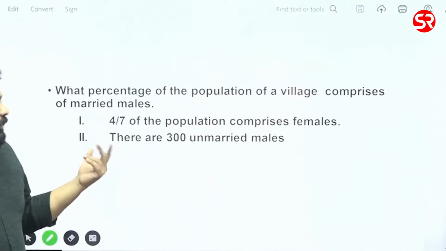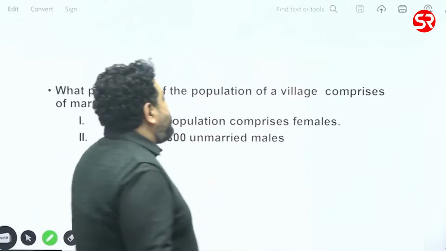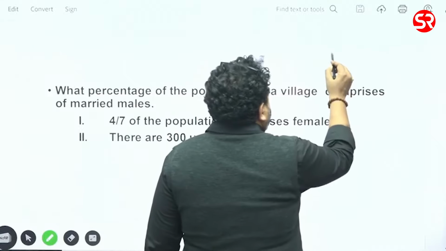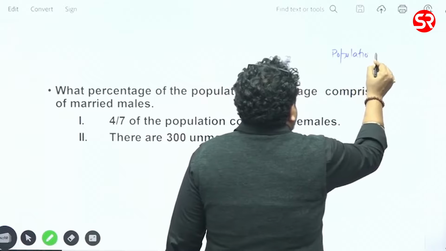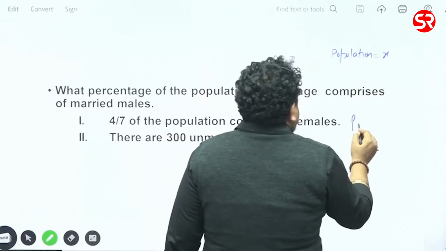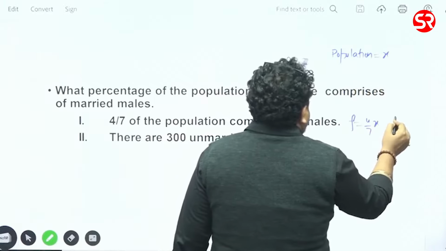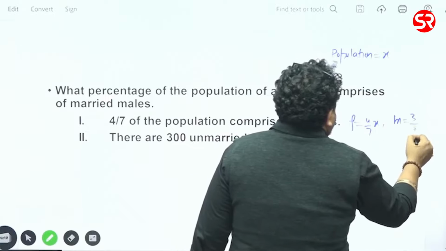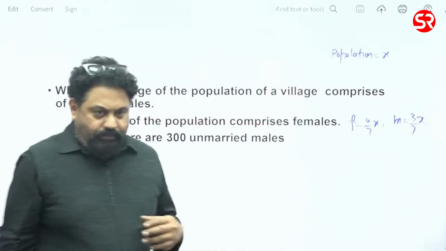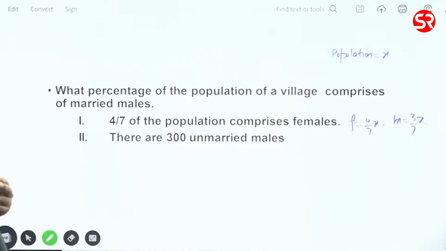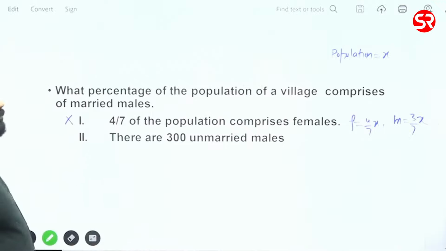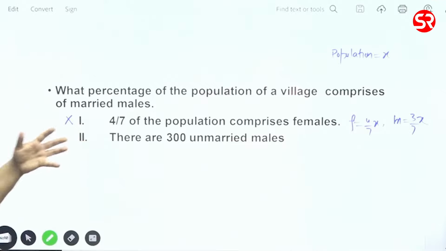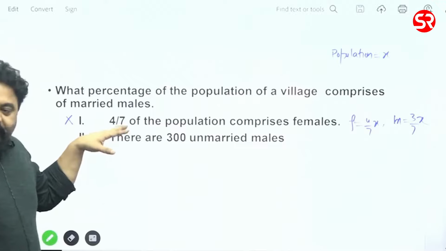Married males. So he says 4/7 of the population comprises of females. So if the total population was X, females would be 4/7 of X, which means males would be 3/7 of X, isn't it? But how many of these males are married? First statement does not give us any answer. Right? And then he says there are 300 unmarried males. So if you see second, you forget first, right?